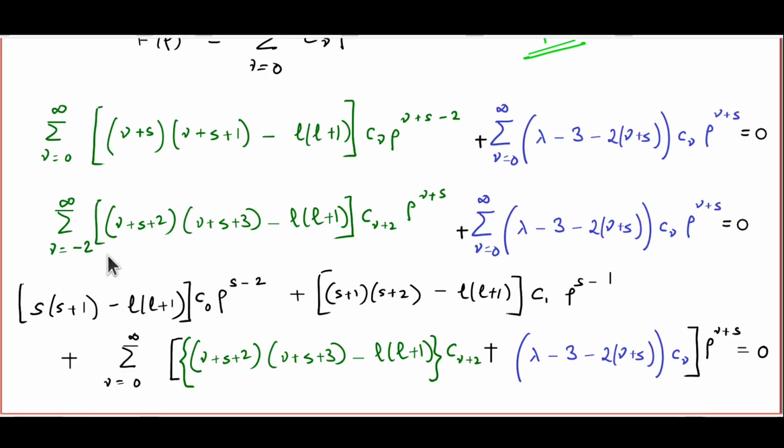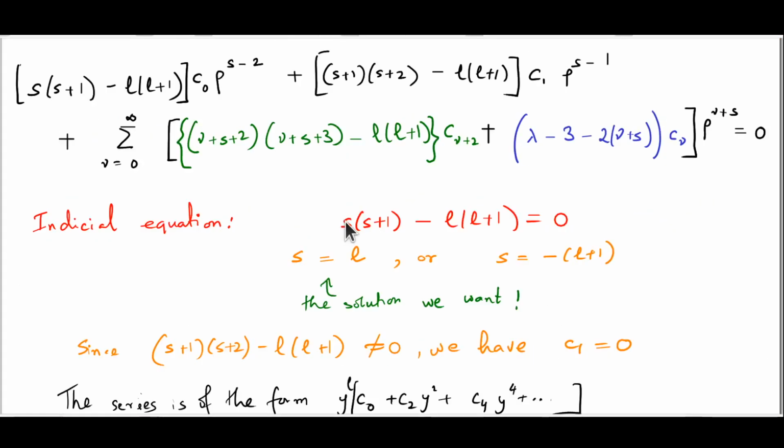But in addition to that, you have the ν equal to -2 term from this, which is s(s+1) - l(l+1) times c0 times ρ^(s-2). You also have a ν equal to -1 term, which is (s+1)(s+2) - l(l+1) times c1 ρ^(s-1). The next step, as you all know, is to equate each and every coefficient of this Frobenius series to 0, and that will give me a recursion relation from this piece here. But before that, we have to equate these two coefficients also to 0.